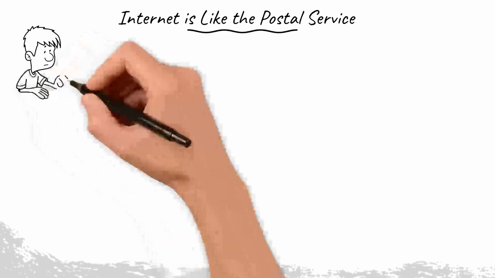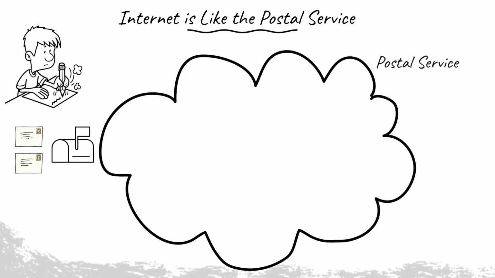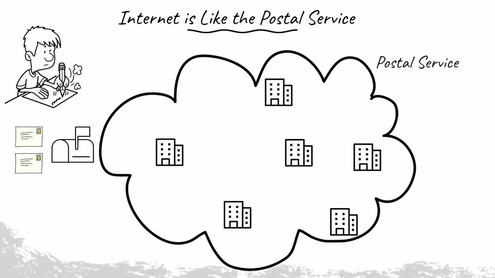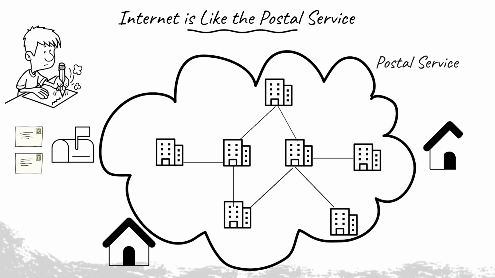Imagine you just wrote two letters, one to a friend across town and another to a friend on the other side of the country. You put both in envelopes, add stamps, and drop them in the mailbox. For you, it's simple. You don't need to think about what happens next. You just trust that both letters will get delivered. But for the Postal Service, things are a bit more complicated.